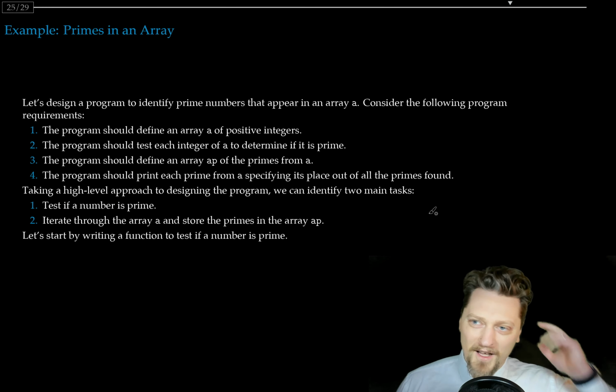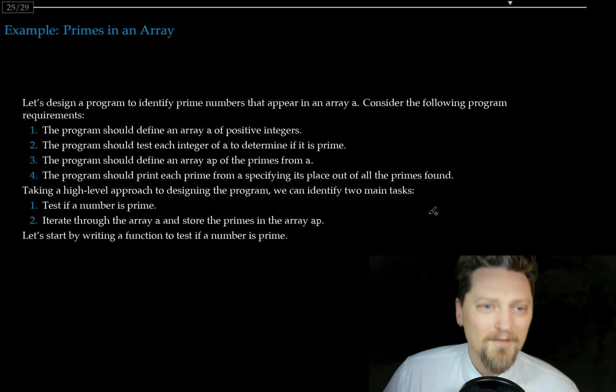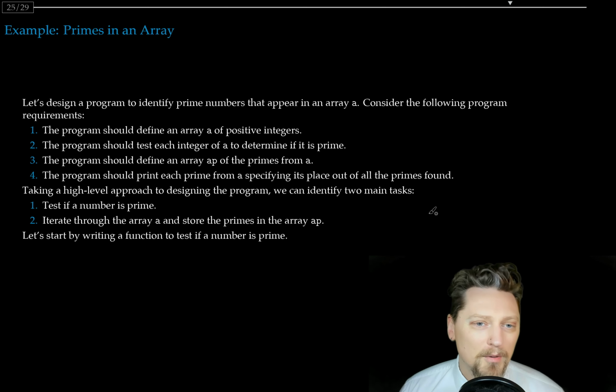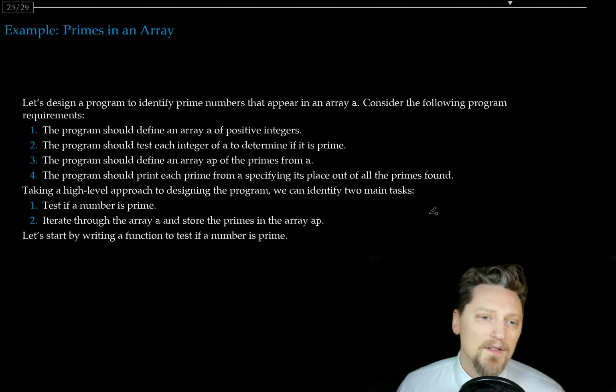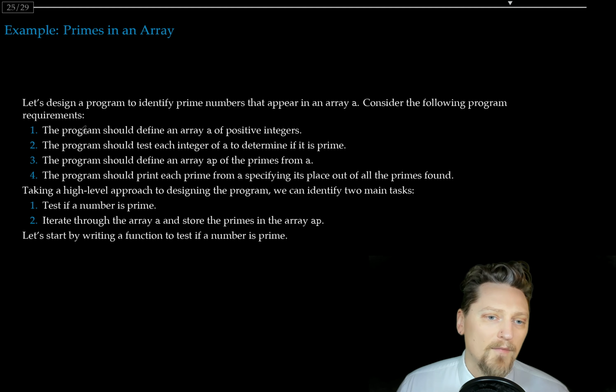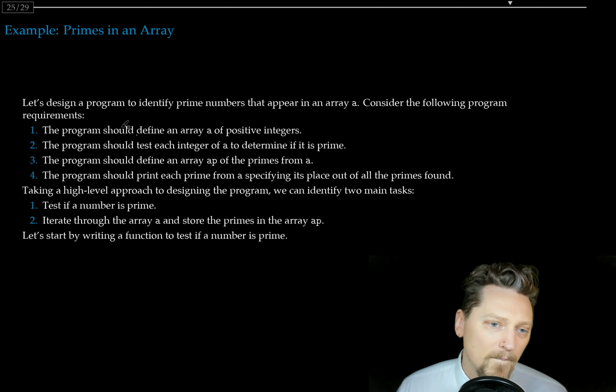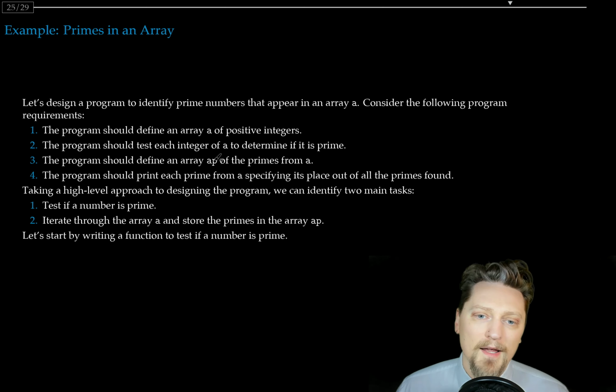Okay, we're to our example now. Primes in an array. Let's design a program to identify prime numbers that appear in an array A. Consider the following program requirements. The program should define an array A of positive integers. It should test each integer of A to determine if it is a prime. The program should define an array AP of the primes from A. It should print each prime from A, specifying its place out of all the primes found.